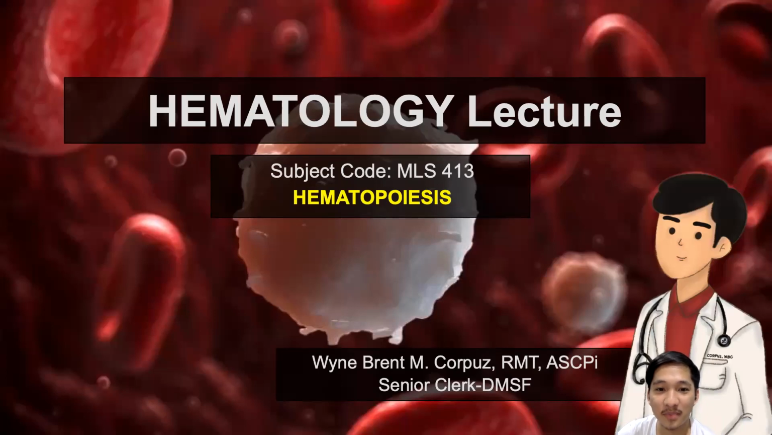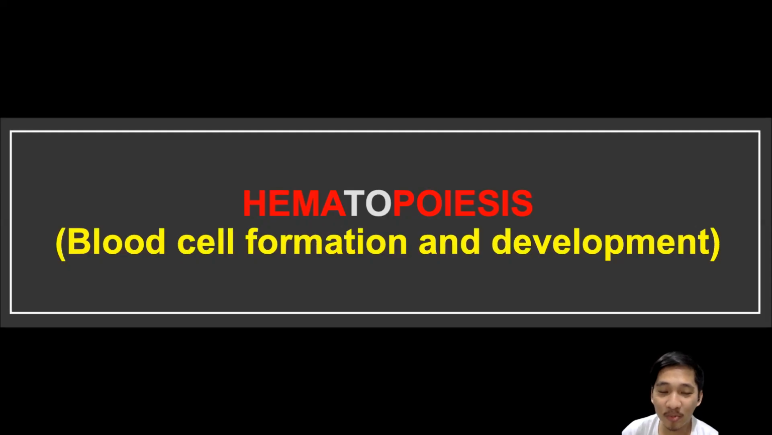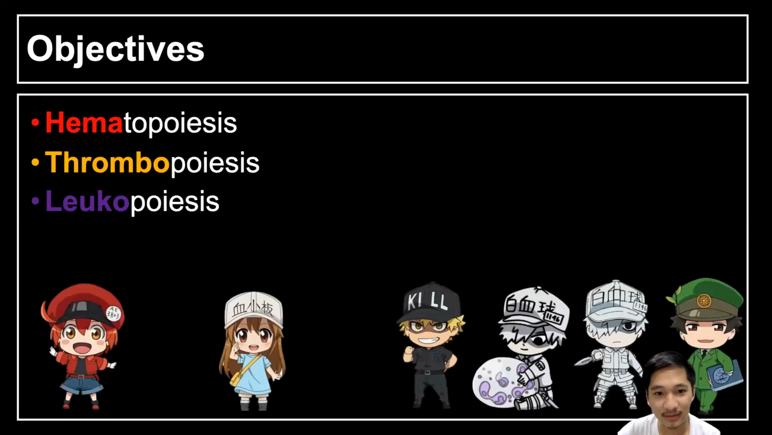So for today, we'll be discussing another topic, which is hematopoiesis. Hematopoiesis, from the suffix poiesis, means cell formation and development. And from the prefix hema or hemato, it means blood. So hematopoiesis literally means blood cell formation and development.